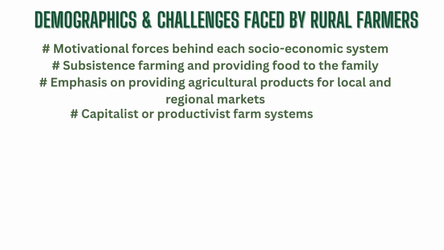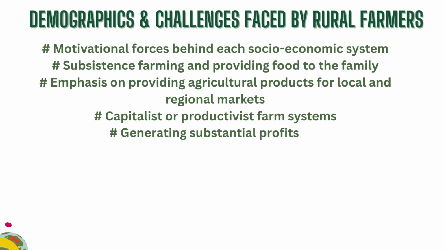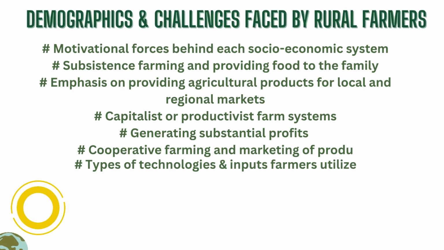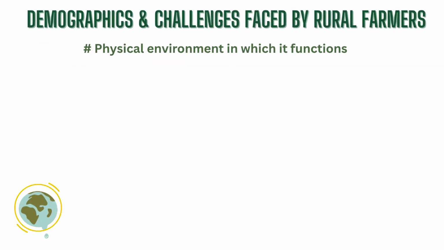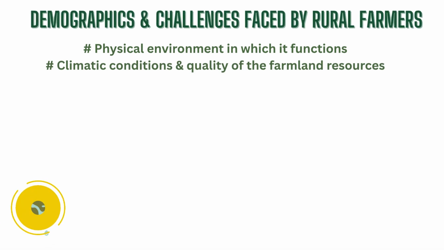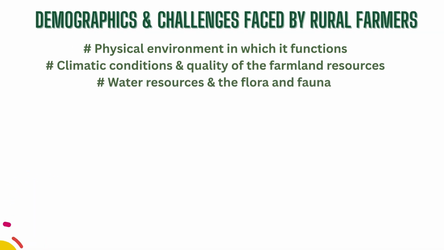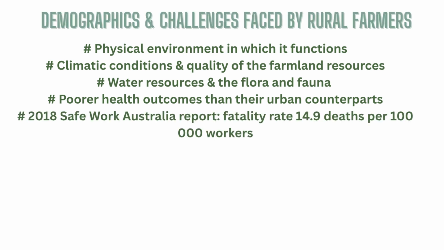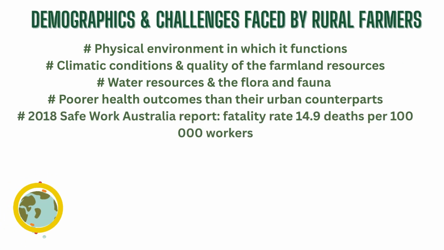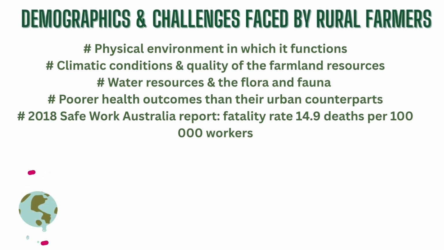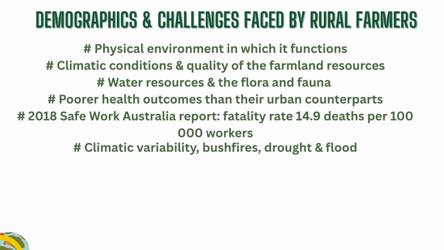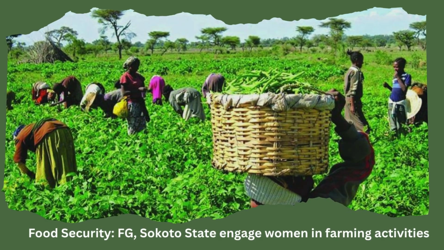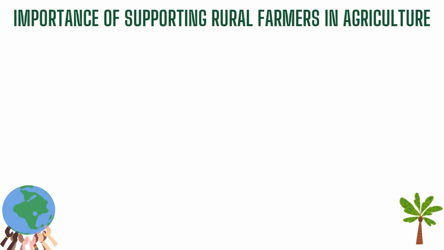4. Capitalist or productivist farm systems, generating substantial profits, cooperative farming and marketing of produce, types of technologies and inputs farmers utilize, the physical environment in which it functions, climatic conditions and quality of the farmland resources, water resources and the flora and fauna. Rural farmers have poorer health outcomes than their urban counterparts. In the 2018 Safe Work Australia Report, the fatality rate was 14.9 deaths per 100,000 workers. Climatic variability: bushfires, drought and flood. Women engaging in farming activities.